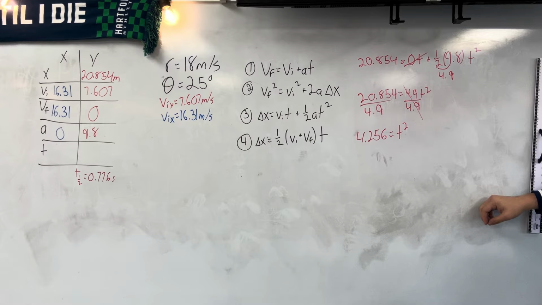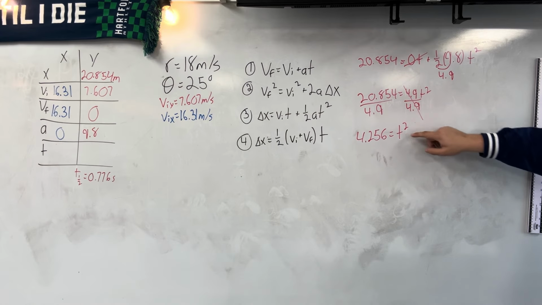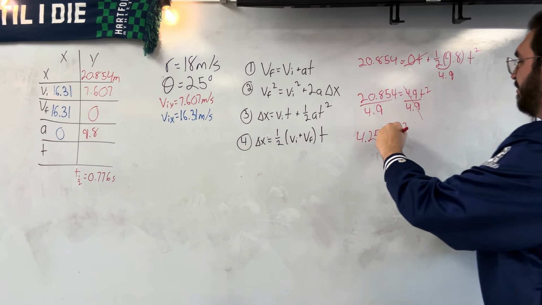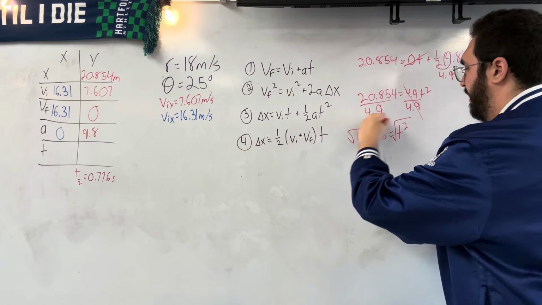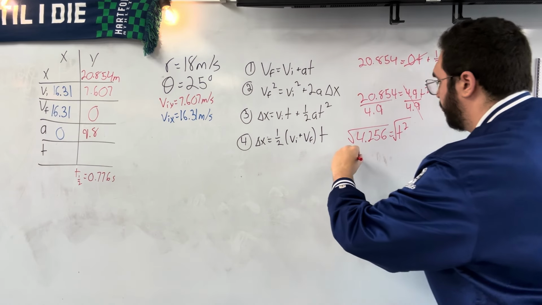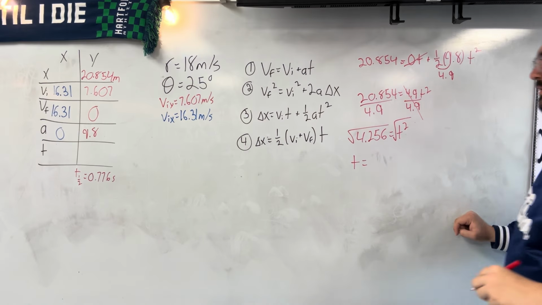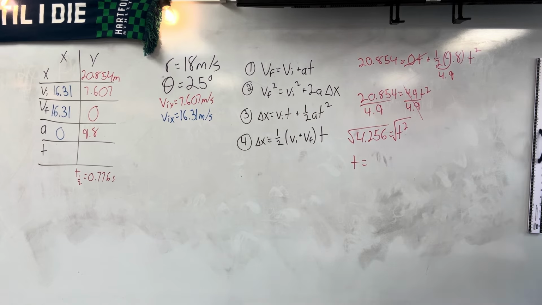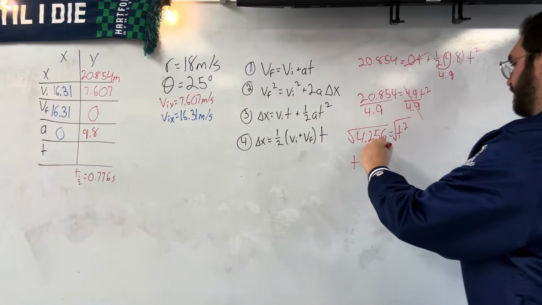Live studio audience, am I done yet? Why not? I got to square root it. This is t squared, not t. So I take care of it. So when I take the square root of 4.256, what do I get, live studio audience? 2.063.